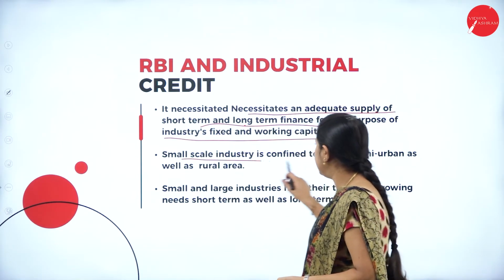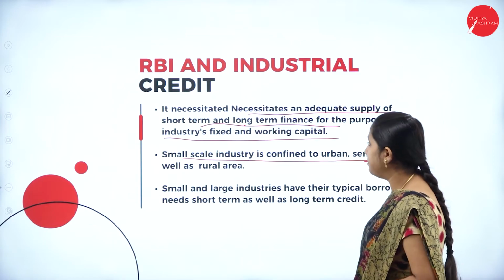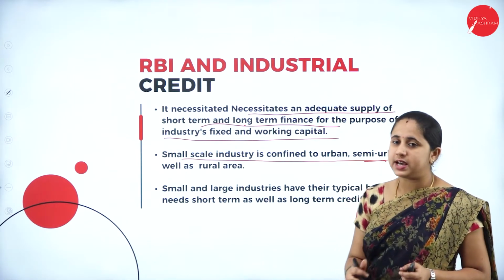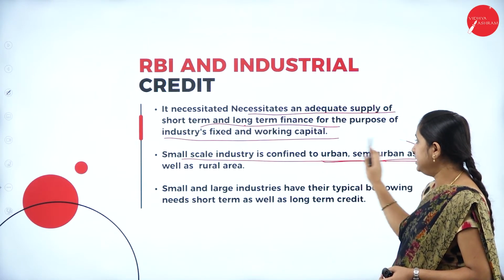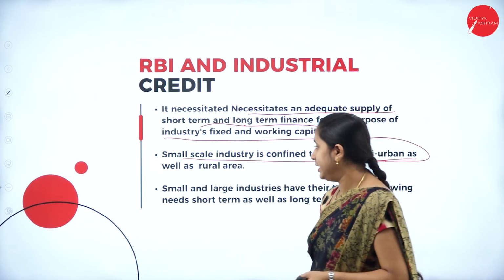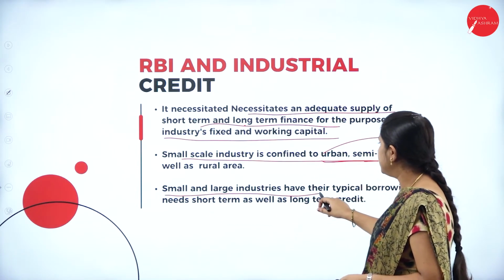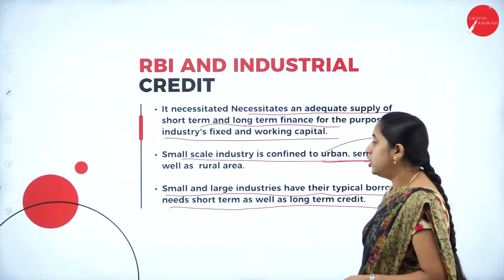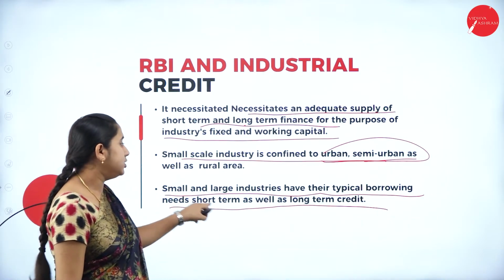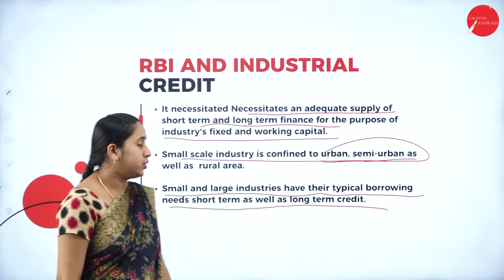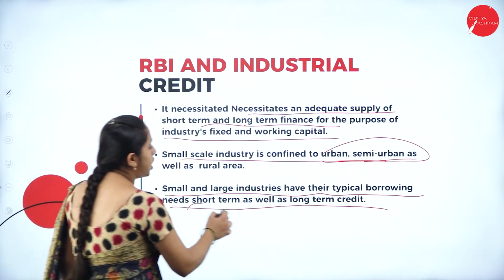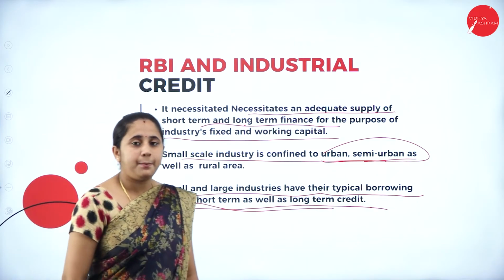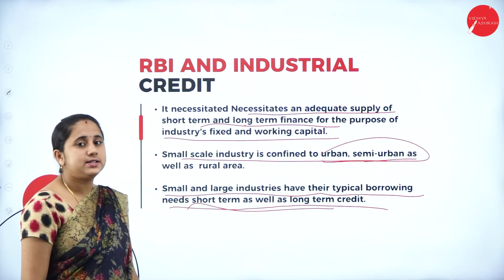Small-scale industry is confined to urban and semi-urban as well as rural areas. Small and large industries have their typical borrowing needs, both short-term and long-term. They require short-term as well as long-term credit in order to meet their fixed and working capital expenses and for their industrial purpose.